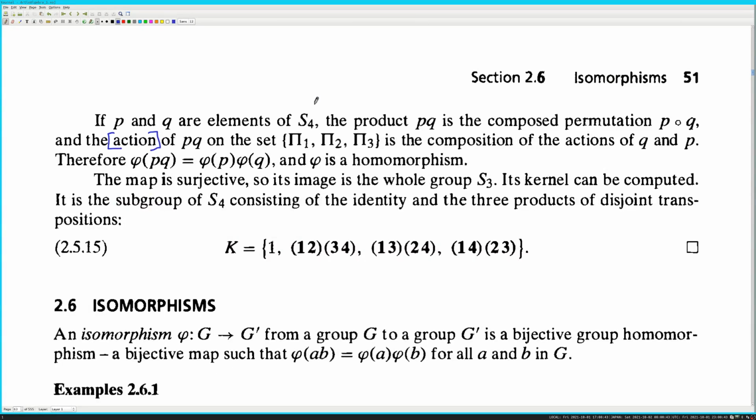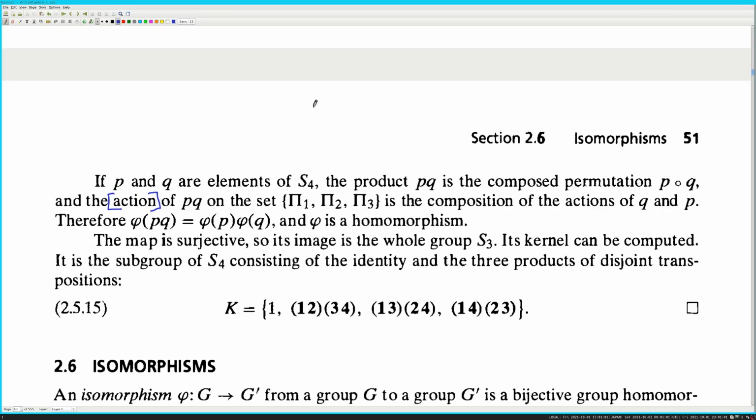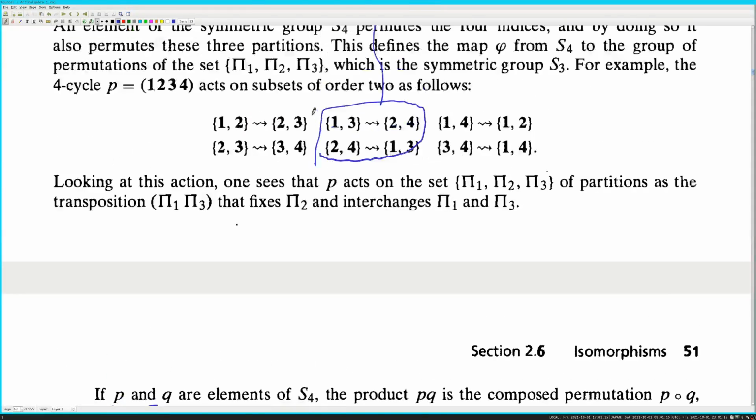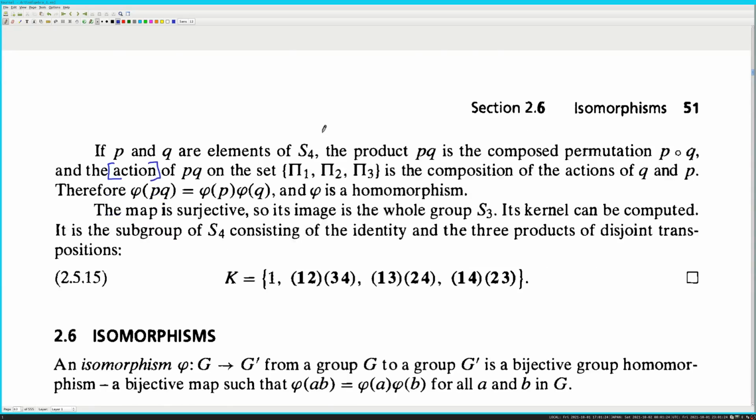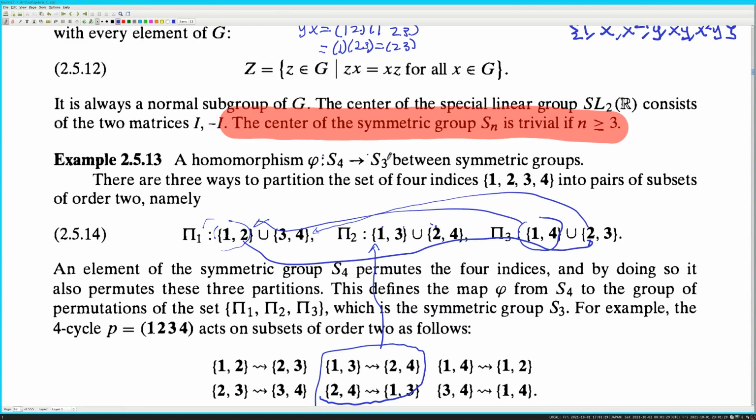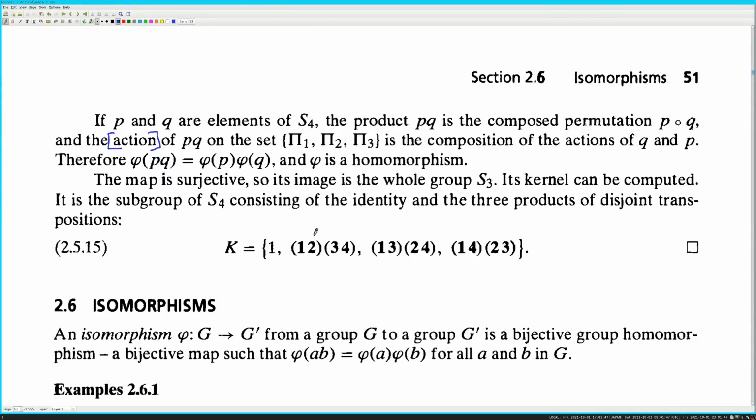Okay. Is the composition... Okay. Okay, sure. Therefore, phi of PQ is phi of P. So phi is from permutations of S4 to, okay, that makes sense. So we're mapping from permutations of 4 things to permutations of 3 things, and our map is determined by how it permutes these indices, and then how that index permutation maps to a permutation of these 3 partitions. Okay, that kind of makes sense. I would need to write that out a little bit more.